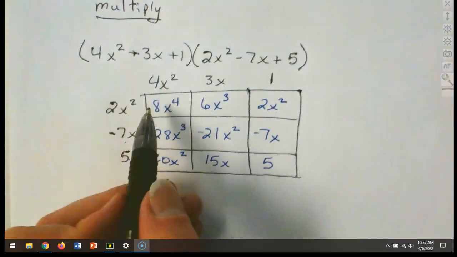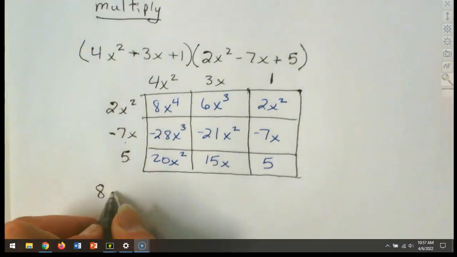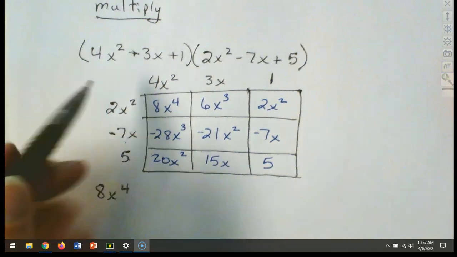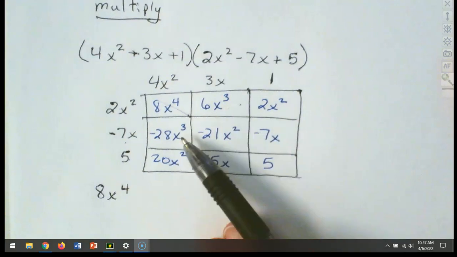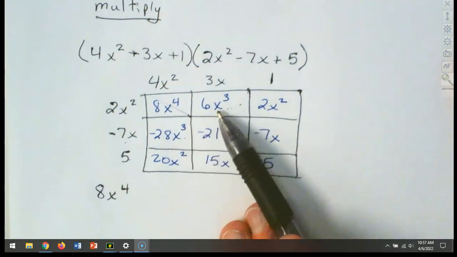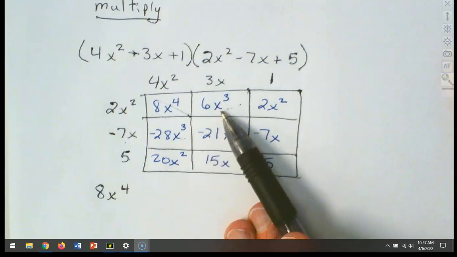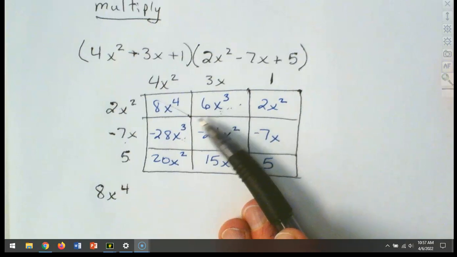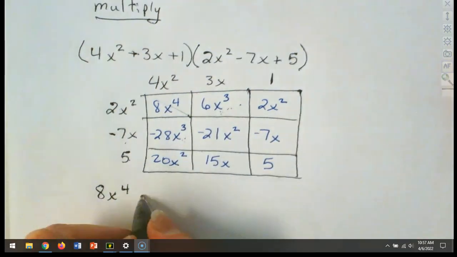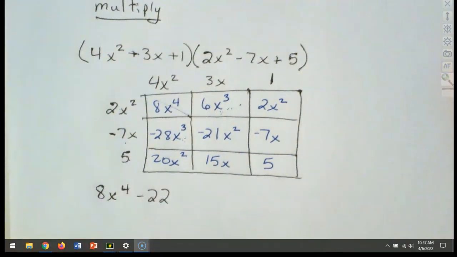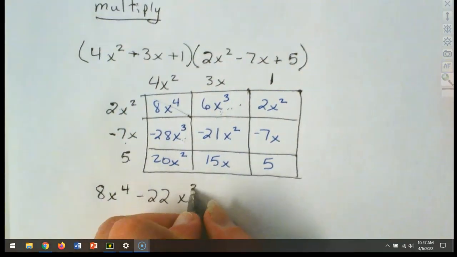So the upper left corner, we start off with an 8x to the 4th. So that is gone. Now, look at my diagonals. Most of the time, these diagonals are going to be able to be added together. These are both cubes, so they can go together. So we've got 6 minus 28, and 6 minus 28, that makes it a minus 22, and that's going to be x cubed there.